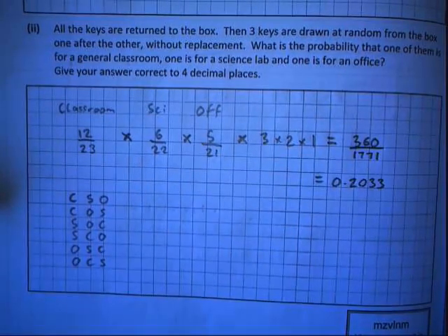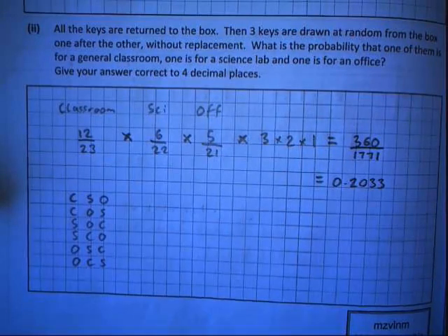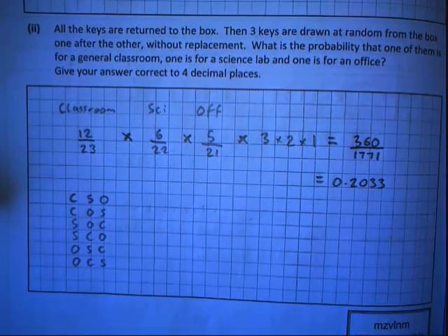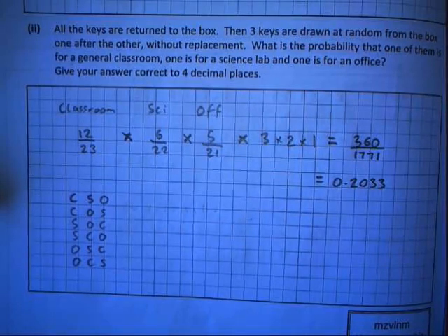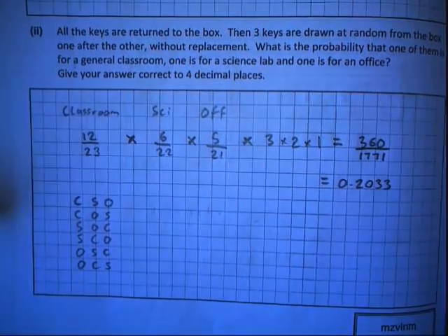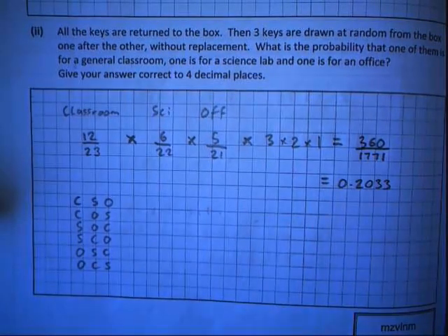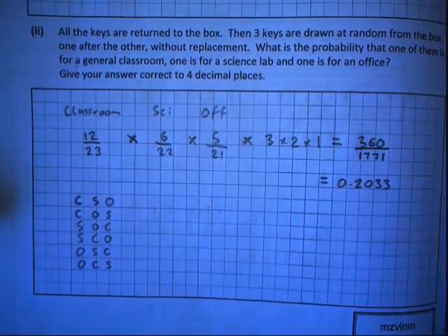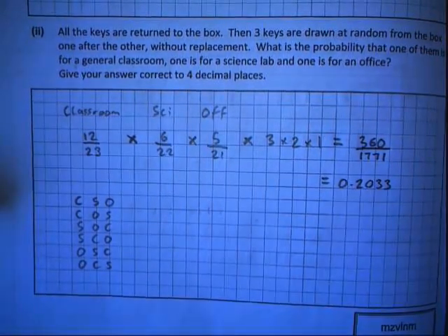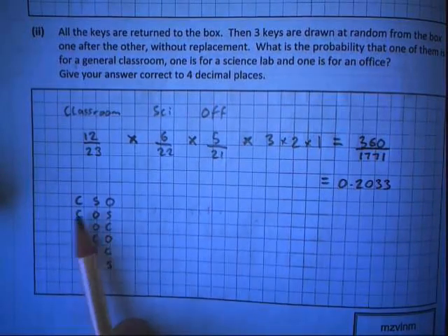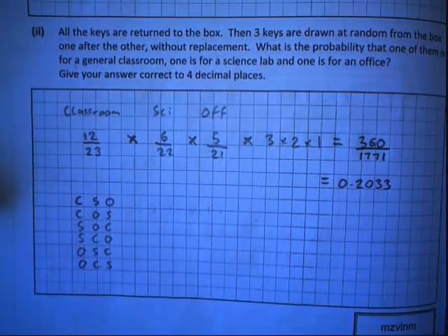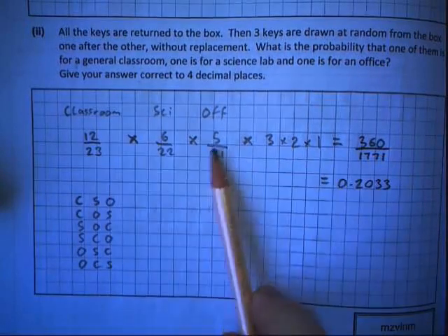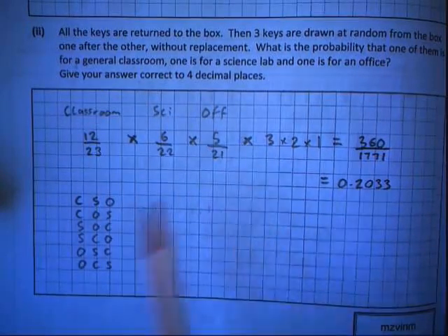And then we've got to deal with, okay, what about the order? Because we can mess this around. Now, if the order wasn't important to us, it would be an easier question. Sometimes it would be a choose question. But because the order matters, just because you pick the classroom door doesn't mean you can put it in a science room or in an office. So the order is important. And you can write them out, and you can see that there's 6 different ways of doing that. So you're basically going to multiply this probability by 6.